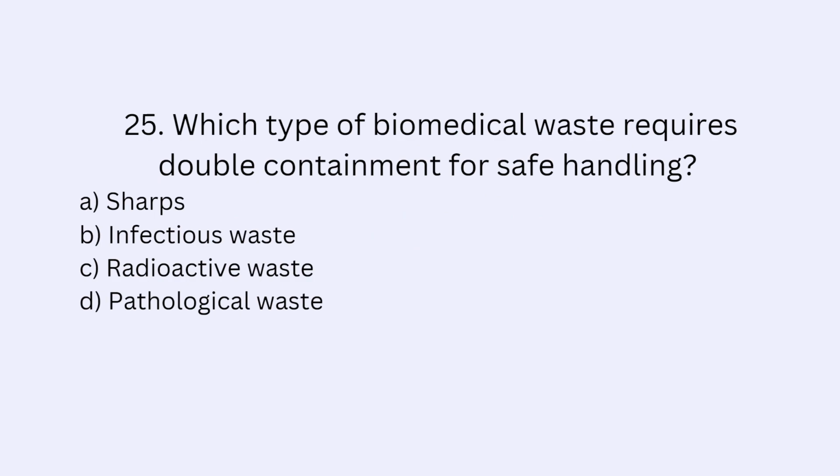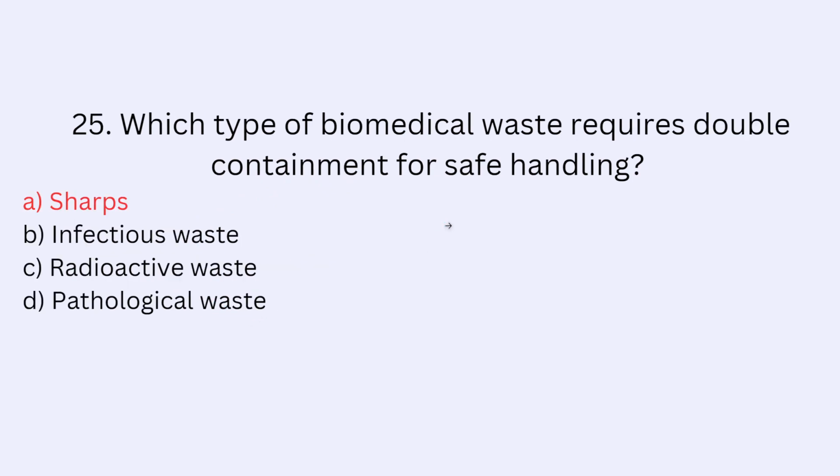Last question. Which type of biomedical waste requires a double container for safe handling? Double cover or double containment should be required for which of the waste? Option A, sharps; B, infectious waste; C, radioactive waste; D, pathological waste. The answer is sharps. Sharp instruments should have double cover or double containment or a double bag to discard the biomedical waste.